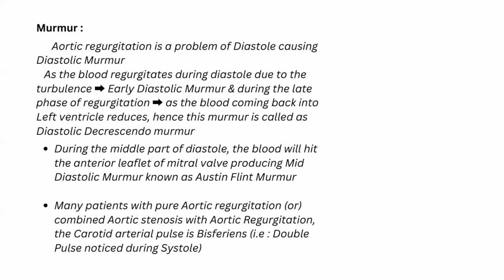Now, in many patients with pure aortic regurgitation or combined aortic stenosis with aortic regurgitation, the carotid artery pulse is bisferiens. That is a double pulse noticed during systole. A pulse with a double beat during systole is often observed in severe aortic regurgitation due to the combined effects of a high stroke volume and the backflow of blood during early diastole. Because of this high stroke volume and backflow of blood, this kind of mismatch causes a double pulse known as pulsus bisferiens, which is seen in aortic regurgitation.